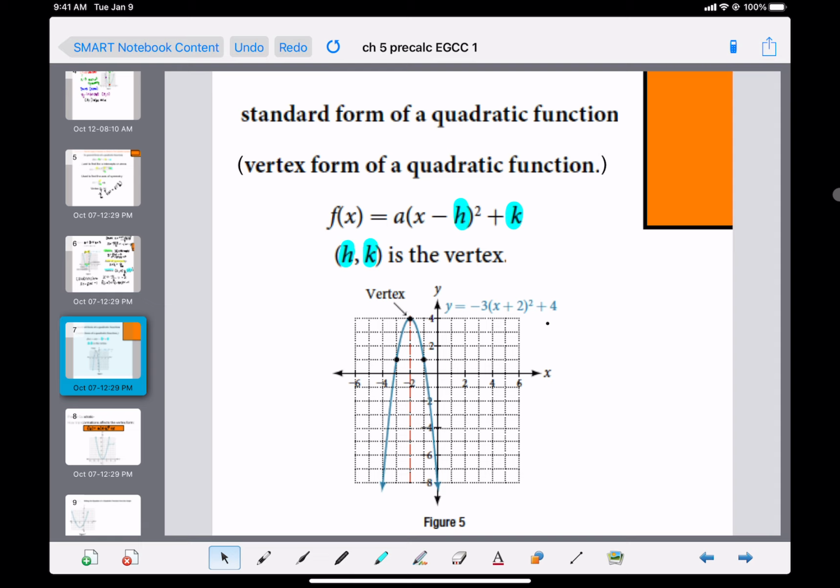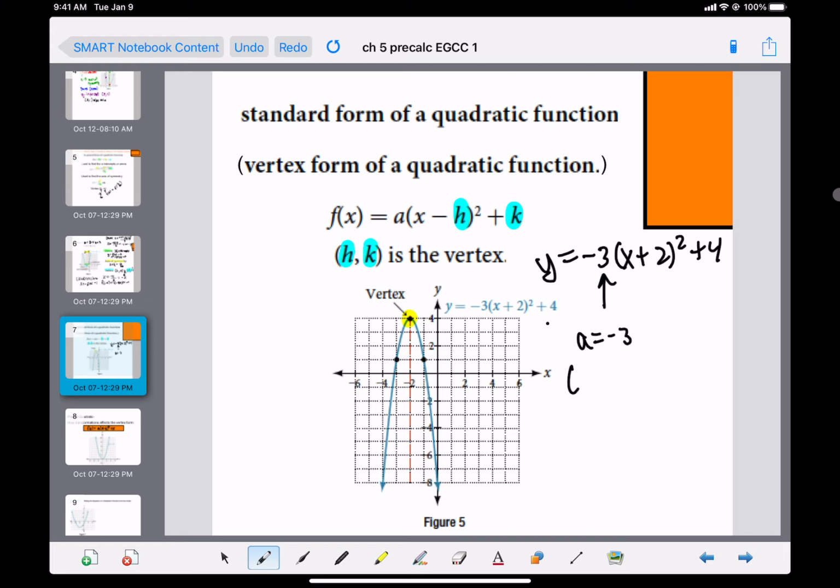So if we look at this, let me write this equation bigger so you can really see it. Okay. If we look at this equation, the a value is negative 3. Now, anytime your a is negative, it's going to flip it upside down. Your vertex then will always sit at the top of your quadratic, being a maximum.